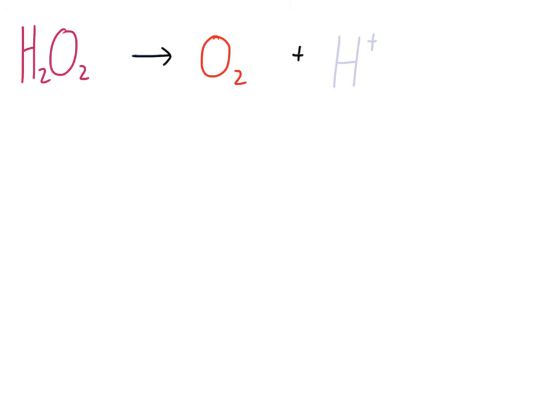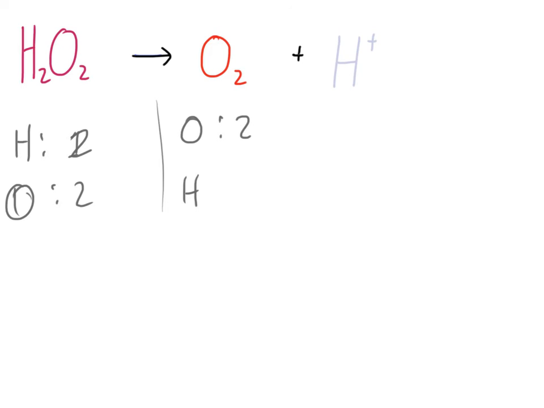Okay, so first of all, let's take a look at how many atoms of each element are on each side of the equation. So on this side, for hydrogen, we've got two hydrogen atoms, and for oxygen, same thing, we've got two oxygen atoms. And on this side, for oxygen, we have two oxygen atoms, and for hydrogen, we have one hydrogen, and it's an ion in this case, but it's hydrogen. So as you can see, we have two hydrogens on this side and only one hydrogen on that side.